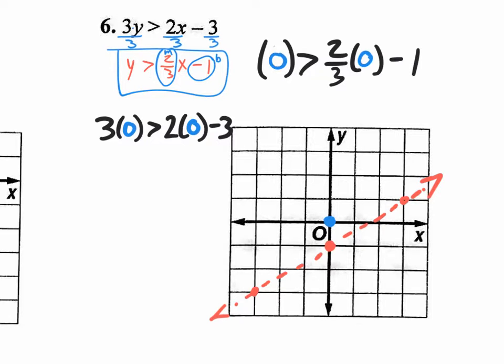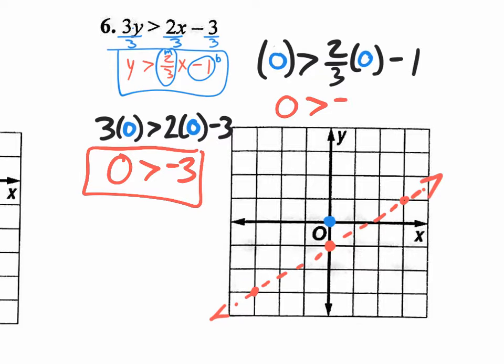So down here, I have 3 times 0, which is 0, greater than 2 times 0, which is 0, and then minus 3. And again, 0 is greater than -3. That's absolutely right. So I know that that's a true statement. If you went with the other option, 0 is greater than -1, that's also a true statement. So the bottom line is 0, 0 is an answer. So this point does work.